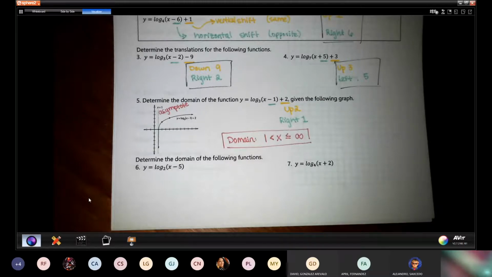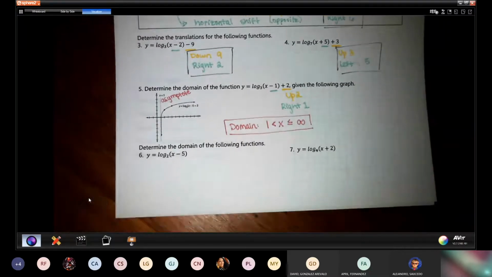All right, so remember what domain is. It's just the x values, and the x values start at 1 and go all the way to infinity. Okay? All right, let's go ahead and do 6 and 7. So we're just going to do the same thing with domain. Now we just don't have a graph.